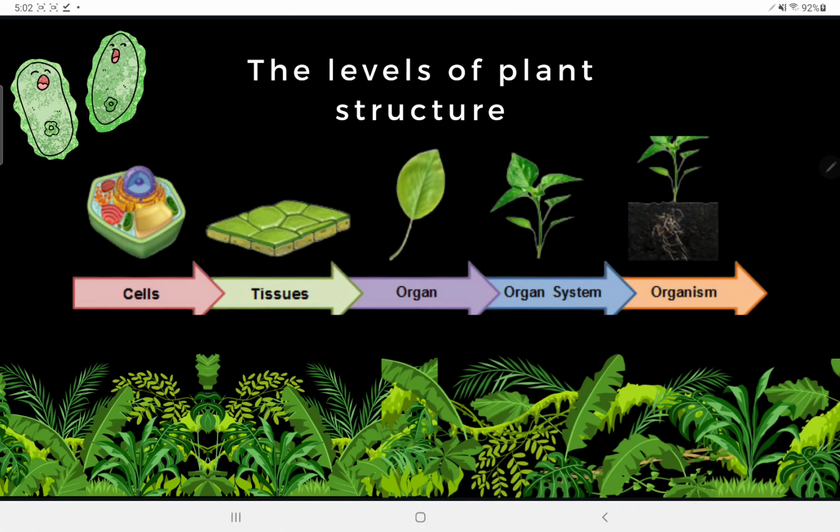The levels of plant structure. This is also known as levels of organization. So there's cells, which form together to make tissues, which form together to make organs such as leaves or stems, organ system, and then there's the organism, which is the entire plant.